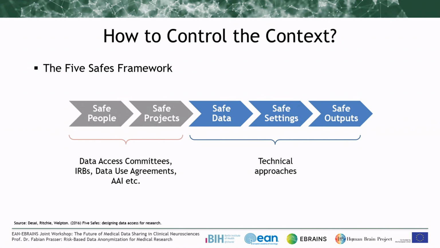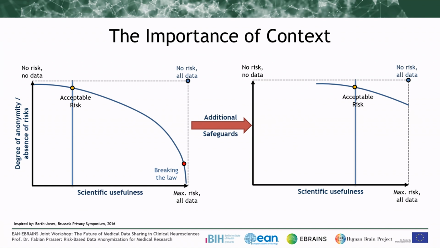Going back to the risk-utility curve, the effect of additional safeguards can be visualized by basically shifting the curve to the right, allowing for much higher scientific usefulness with very little changes to the data, while at the same time significantly reducing the likelihood of identification.